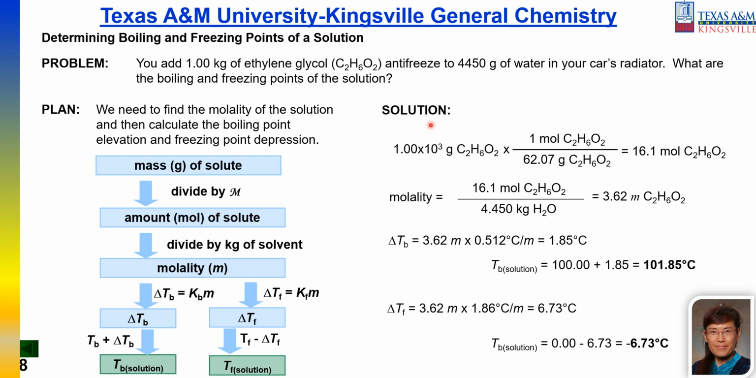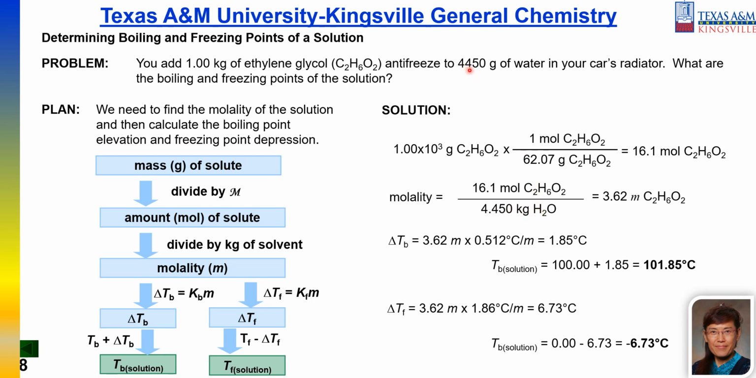Step 1: calculate the moles of your glycol. Convert your kilograms to grams by multiplying by 1,000, and then divide by its molar mass. Calculate the molar mass, divide by the molar mass, and you can calculate the moles. And then your molality equals the moles of your glycol divided by kilograms of your water.